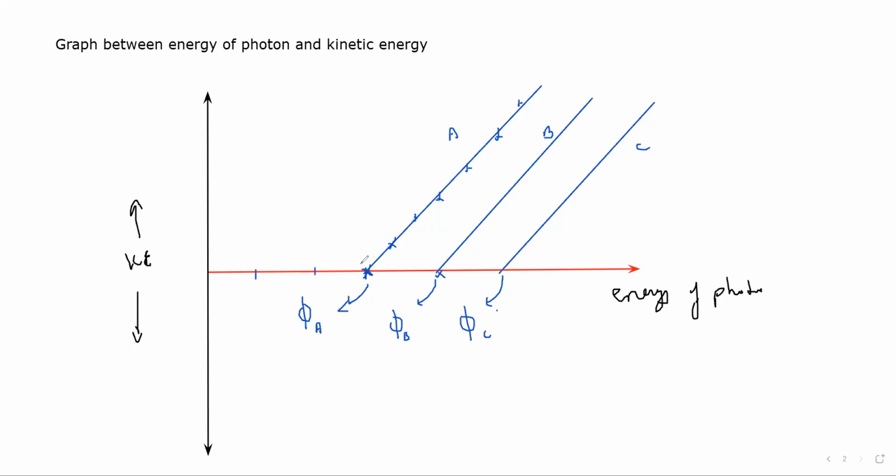In this part there was no kinetic energy for the electron, which means the energy of the photon was less than the work function in this region, that's why there is no kinetic energy.